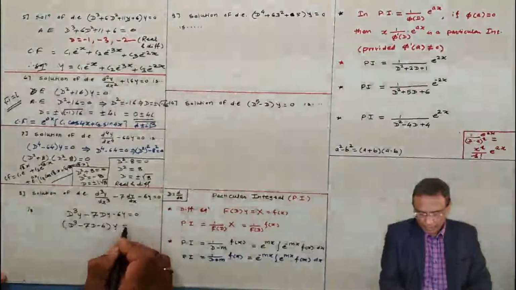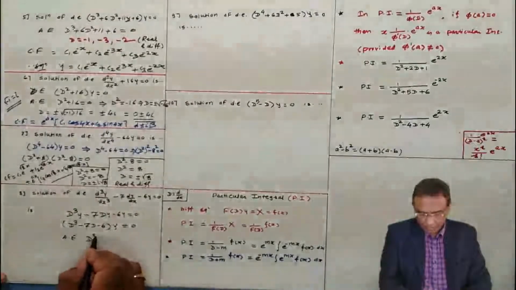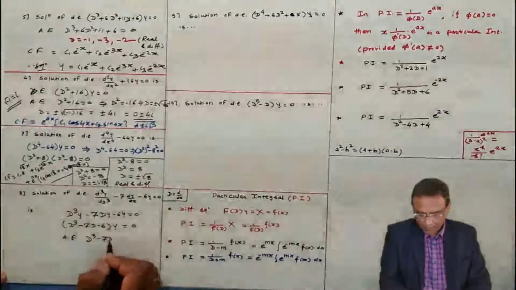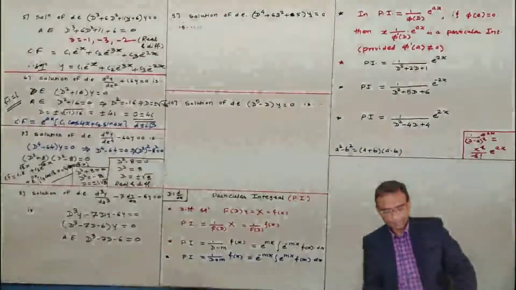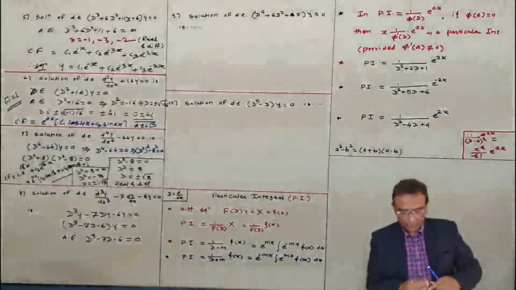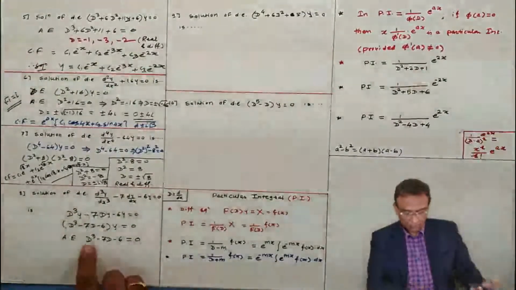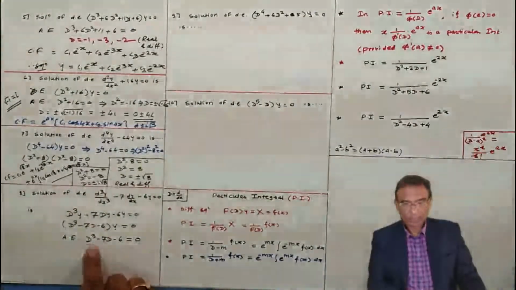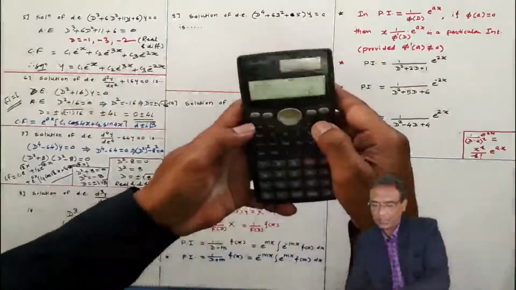Okay, the auxiliary equation is D cube minus 7D minus 6 equal to 0. Now, use the calculator to get the values of this. Here, the highest power of D is 3, so I must get 3 values of D. I am going to use the calculator here.